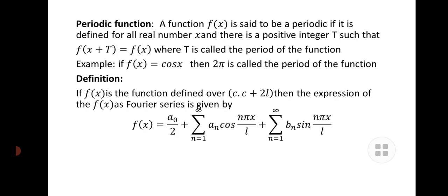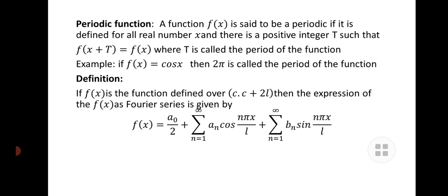In the periodic function, we know that all the values of x are real. In that case, f of x plus T is equal to f of x, where T is a period that we can define as 2 pi. So the period 2 pi is called the periodic function.